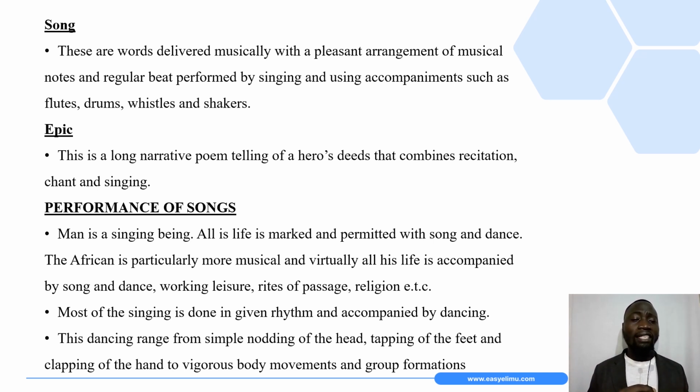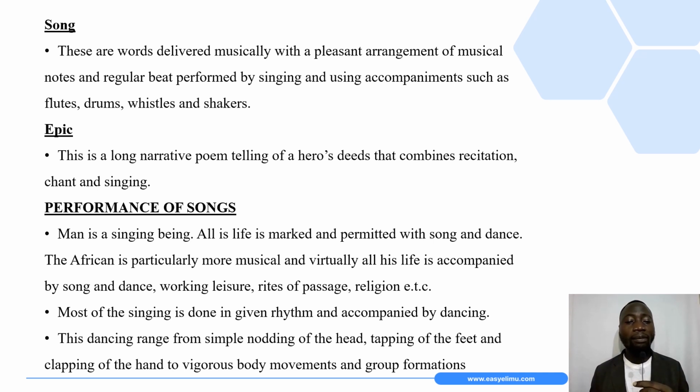The next form of presentation is epic. Epic is a long narrative poem telling of a hero's deeds that combines recitation, chanting, and singing. So epic is a combination of all the three, that is recitation, chant, and singing. The three forms of presentation are what make epic.